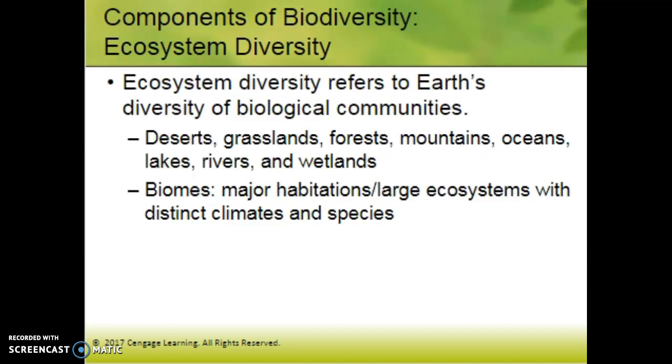So that's obviously going to impact the type of life that can be in a biome. It's going to impact the variety of life. It's going to impact the species diversity and, by extension, the genetic diversity.